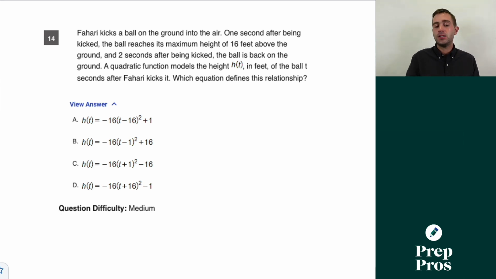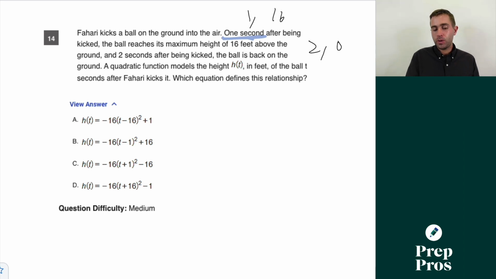So what this just told me is the vertex coordinates. My vertex coordinates are 1, 16. In 2 seconds after being kicked, the ball is back on the ground, so another point I have is simply 2, 0. A quadratic function models the height h of t in feet of the ball t seconds after Fahari kicks it. Which equation defines this relationship?